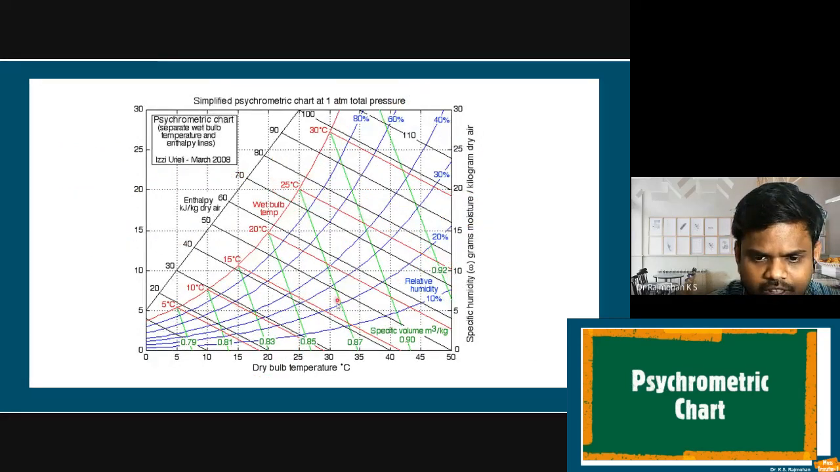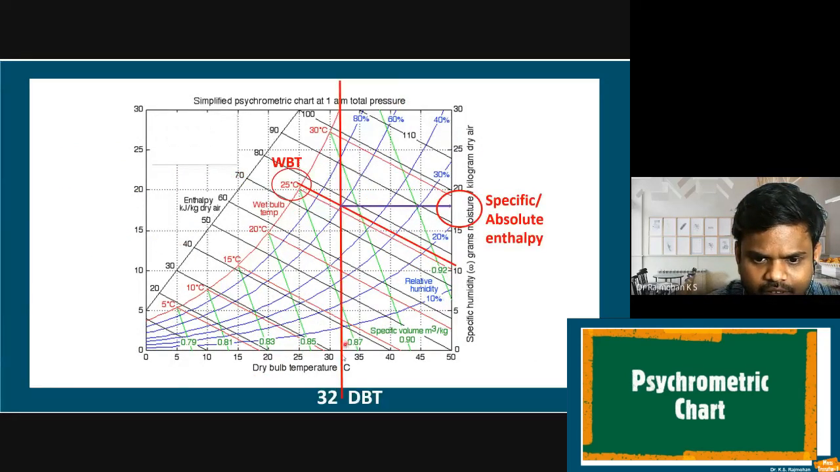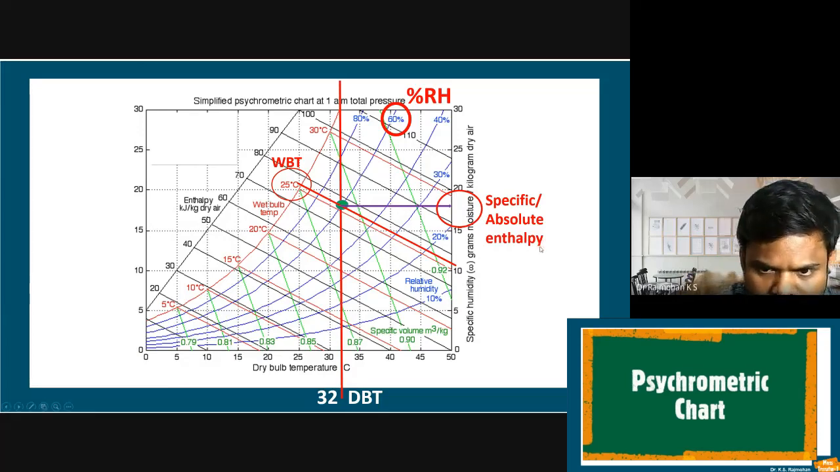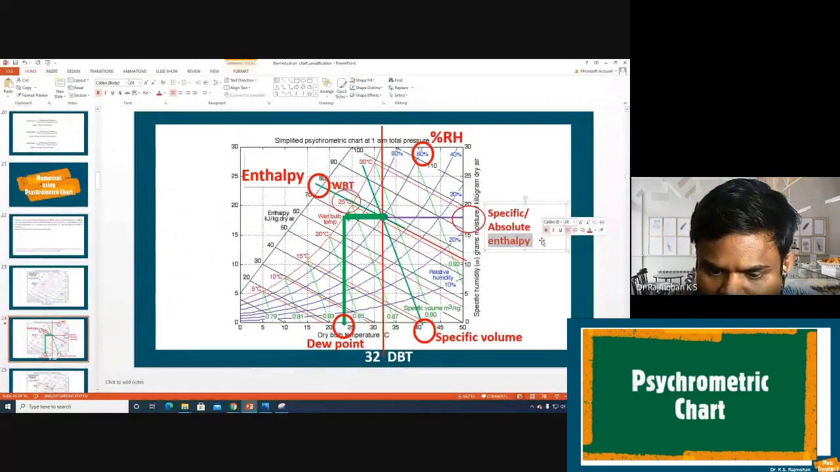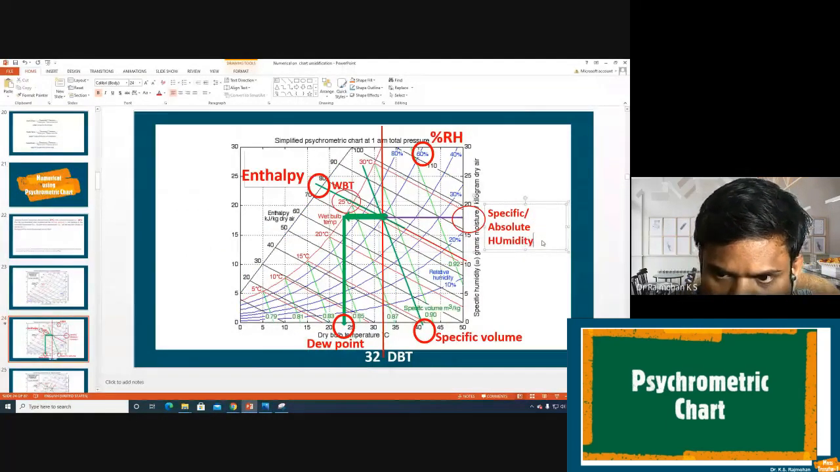So this is the chart I have taken. I have drawn a 32 degree DBT line, and the relative humidity is given as 60%. So on the 60% RH line I mark a point, and draw a line parallel to the x-axis to get the specific absolute humidity.